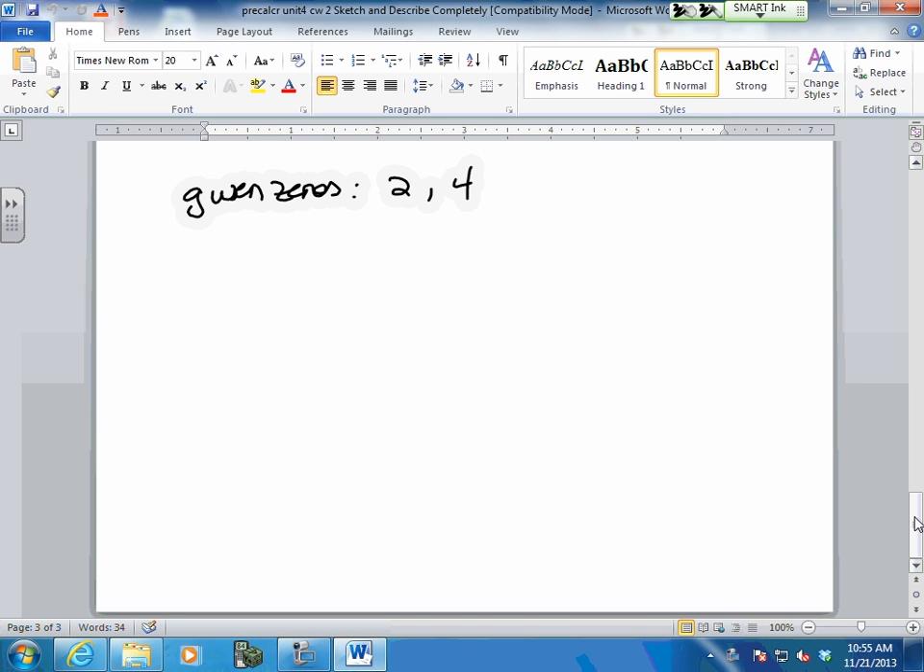Where do I find your zeros again? On your x-axis. So here's a 2, here's a 4. Now let's see if this makes sense. If I have 2 zeros, what's the highest exponent of my function? 2. If my function has a 2 exponent, what kind of graph is it? Parabola. Okay, so it's making sense, right?